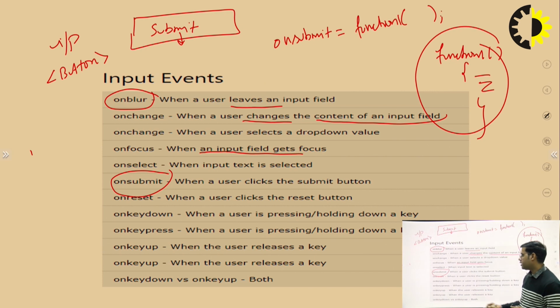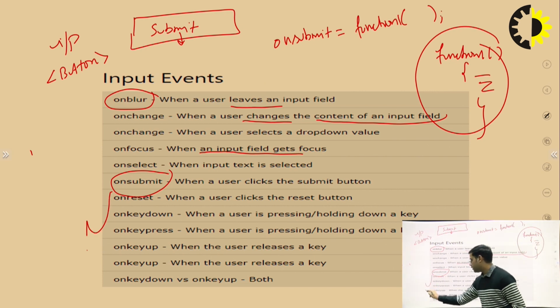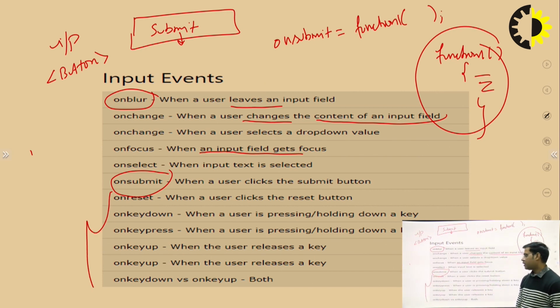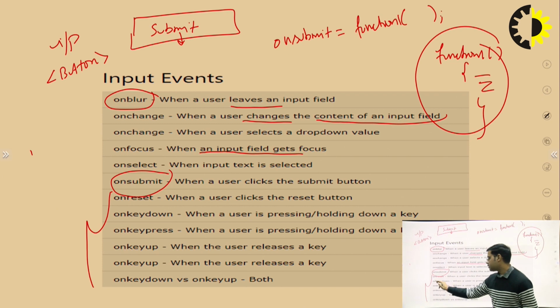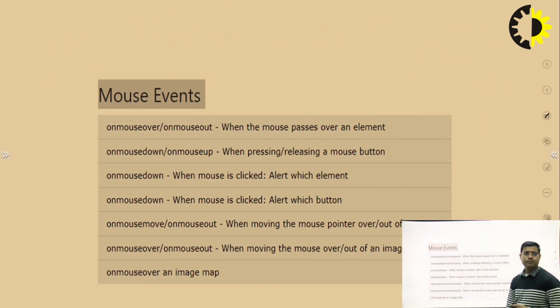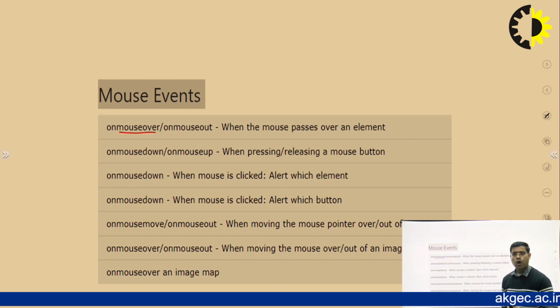Okay, similarly the rest of the remaining event names are on reset, on key down, on key press, on key up. These are the keyboard events we will discuss later on. Mouse events, these are some mouse events like on mouse over, on mouse out, similarly on mouse down, on mouse up.